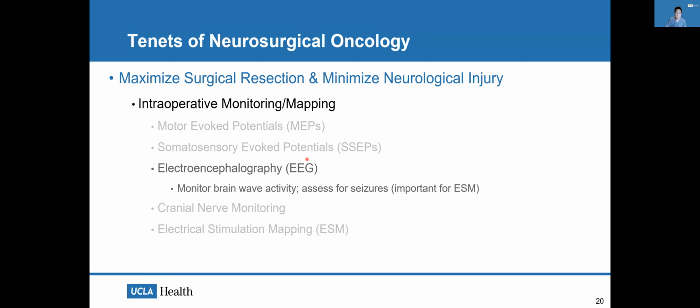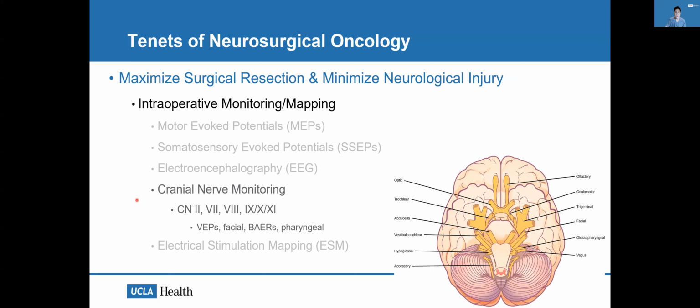EEG, or electroencephalography, detects seizures, which is important to know if a patient is having seizures in the OR that we might not be able to see because they're paralyzed. But I think the most proactive neuromonitoring modalities that we have are cranial nerve monitoring, where we can not only detect if the nerves are being irritated, but we can stimulate the nerves themselves to see where they are and whether or not we're injuring them.